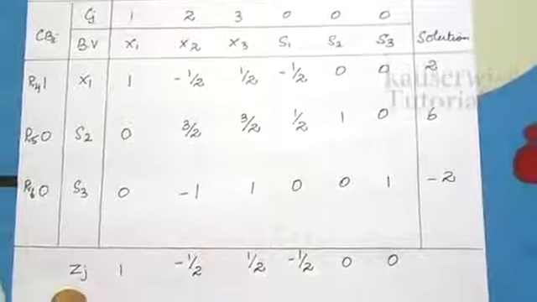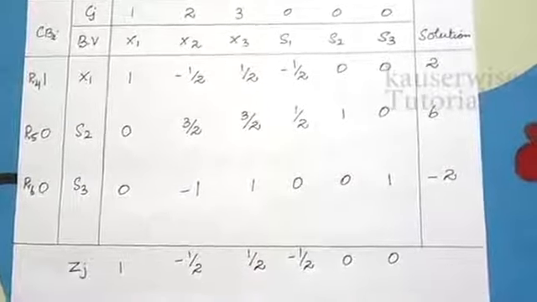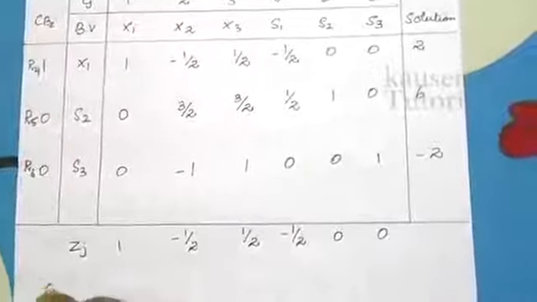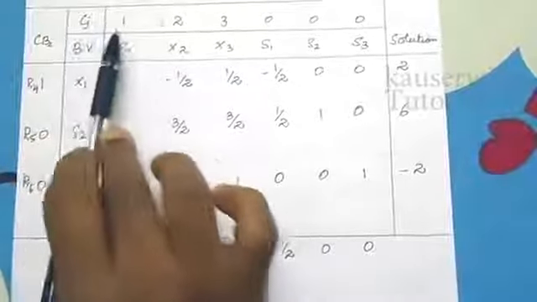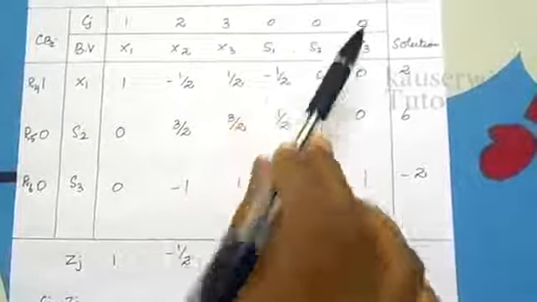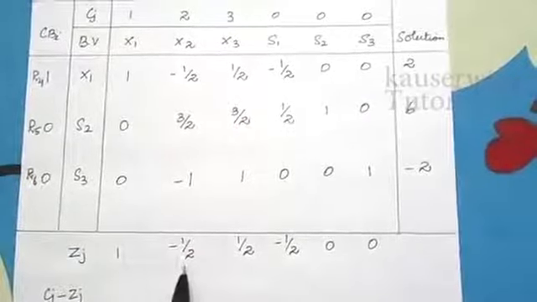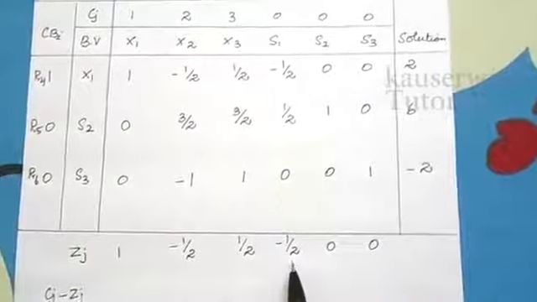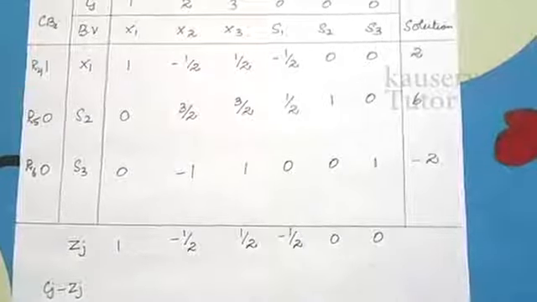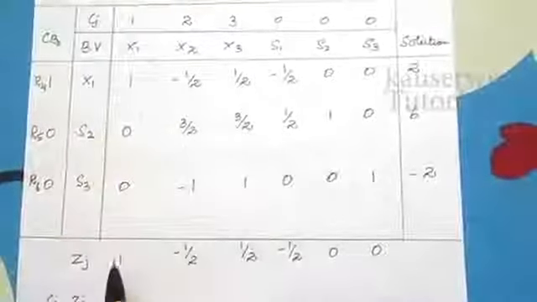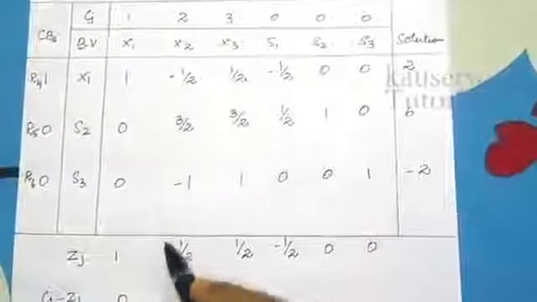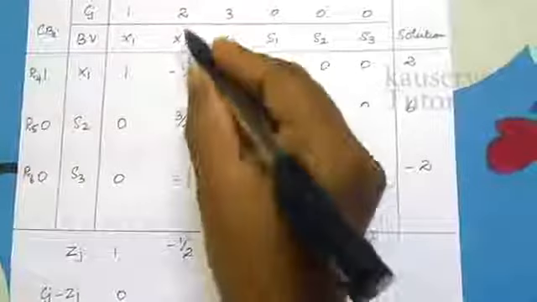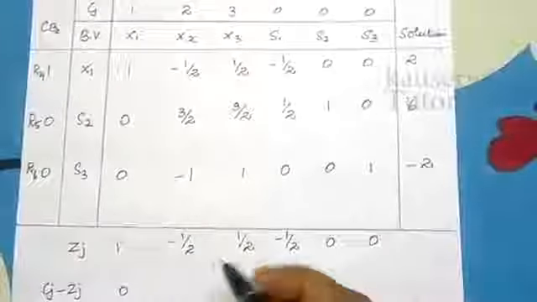After finding Zj value, next we have to find Cj minus Zj values. Cj is there, no? See the objective function. Cj values are 1, 2, 3, 0, 0, 0. Z values are 1, minus 1 by 2, 1 by 2, minus 1 by 2, 0 and 0. So now we have to find Cj minus Zj. Cj, first value 1 minus 1 is equal to 0. Then 2 minus, already minus is there, no? So plus 2 plus 1 by 2 is equal to 5 by 2.